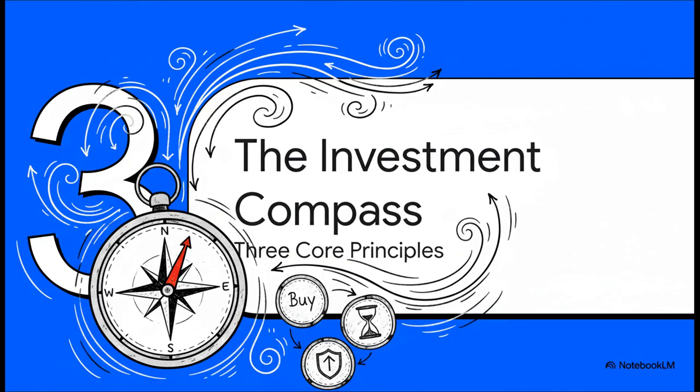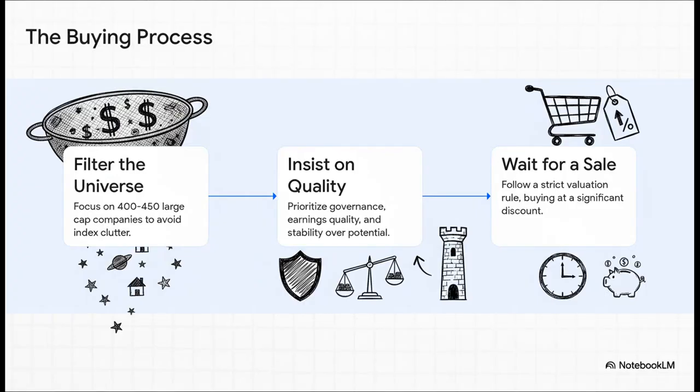Now, once they've narrowed down that universe, they pull out their compass. But this isn't about guessing which way the market winds are going to blow. Nope. It's a tool with 3 solid core principles that guides every single decision they make. And their process is actually beautifully simple. It just boils down to these 3 steps.